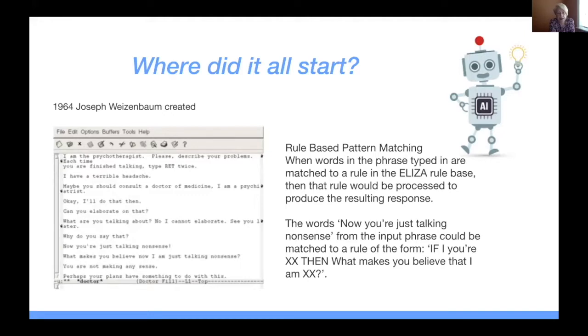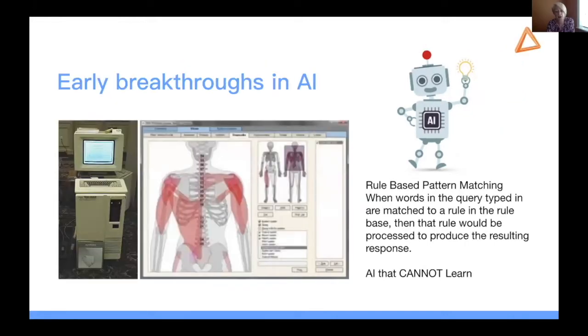And you can see at the end of this little example that the human says, because he's spotted that really this conversation is not going anywhere, "Now you're just talking nonsense." And the Eliza system comes back with, "What makes you believe now I am just talking nonsense?" And that's because of this pattern matching. Eliza has looked for a rule that she can match to the kind of statement that's been made, which is, "But you're just talking nonsense." So these were very brittle systems, but actually a lot of people were fooled by them. And I find many of the bots one interacts with today not that much more intelligent, to be frank.